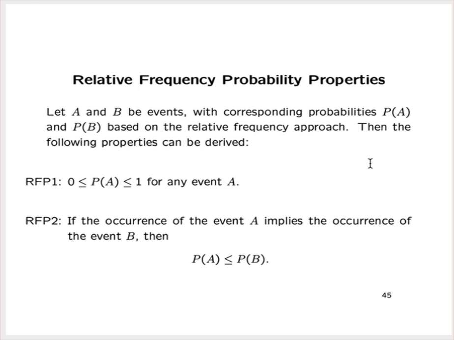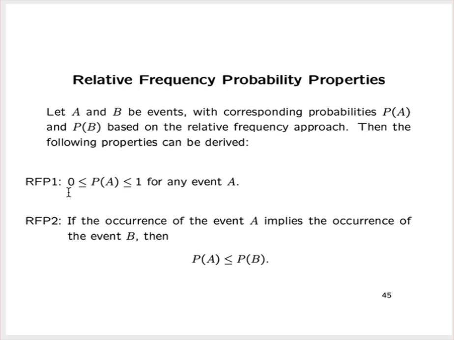And so let's set the stage by defining some notation for some events and probabilities. Let A and B be events with corresponding probabilities, and in particular corresponding relative frequency probabilities, P of A and P of B. All right, so again, these are based on the relative frequency approach. Then the following properties hold. They can be derived mathematically, actually.